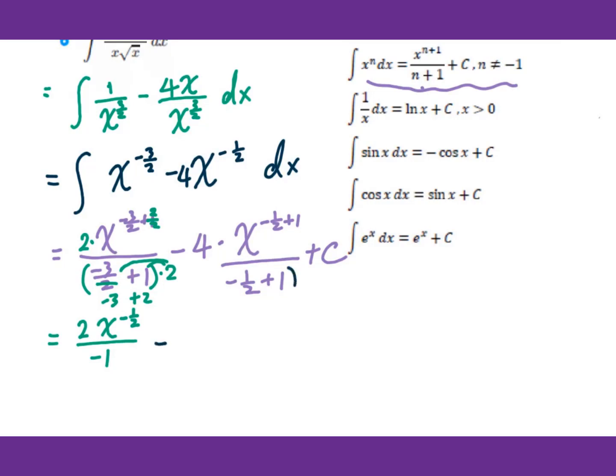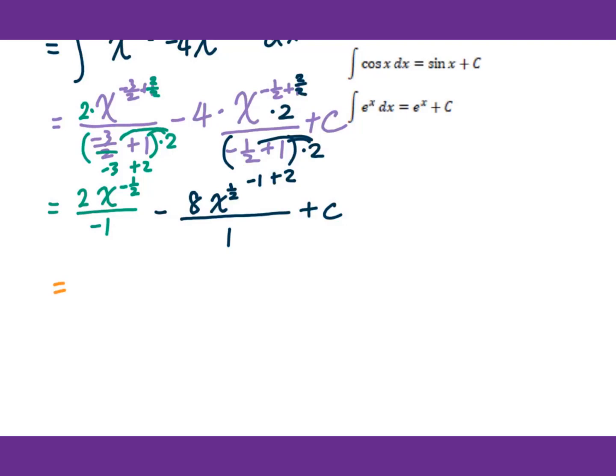Then minus, we multiply by 2. Distributive property, you will get negative 1 plus 2, that is over 1. So you get the 8x, 2 over 2. That will be 1/2 power plus c. So we get negative 2 over square root of x minus 8 square root of x plus c.